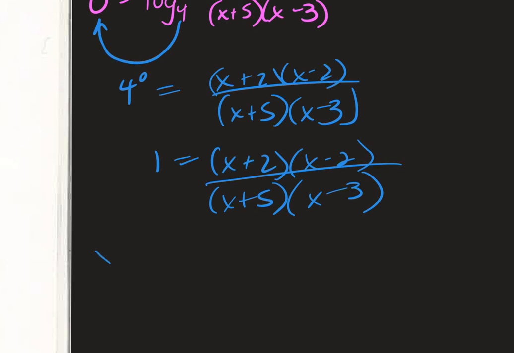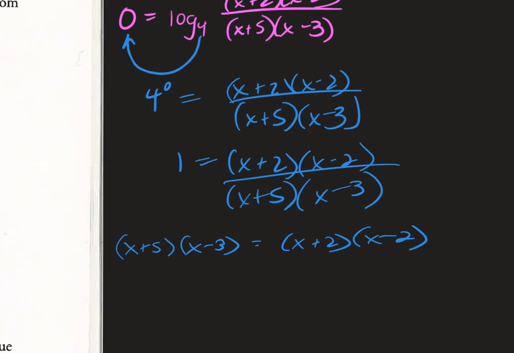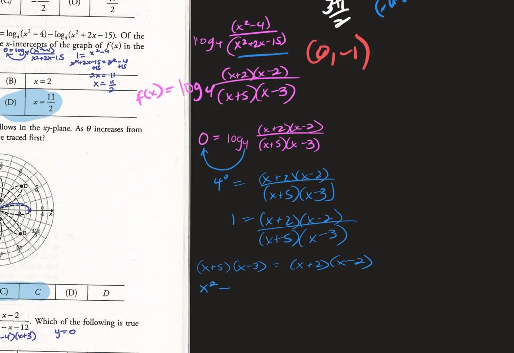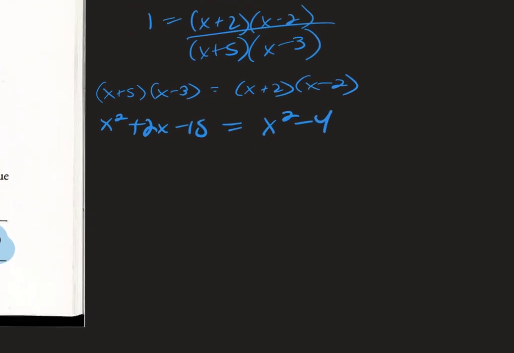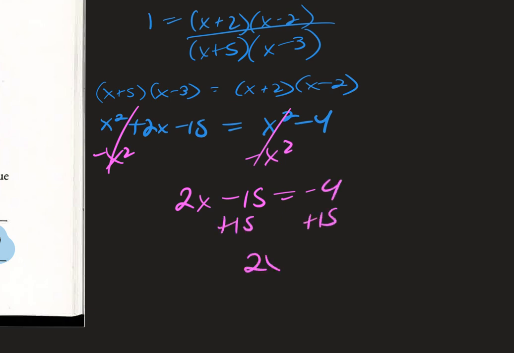So I can multiply, and I get x plus 5 and x minus 3 equals x plus 2 and x minus 2. I'm actually going to go back and distribute that out because I'm going to have to combine like terms anyway. So if I go back to what the original question said up here, x squared plus 2x minus 15 equals x squared minus 4. Now when I subtract, the x squareds cancel out. I get 2x minus 15 equals negative 4. Add the 15. 2x equals 11, and x equals 11 over 2.